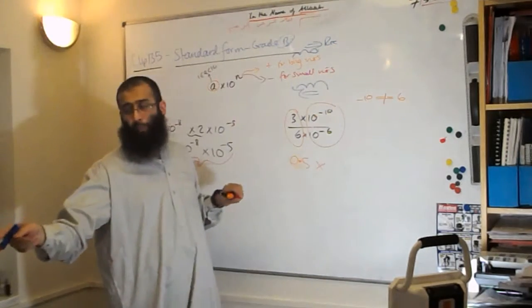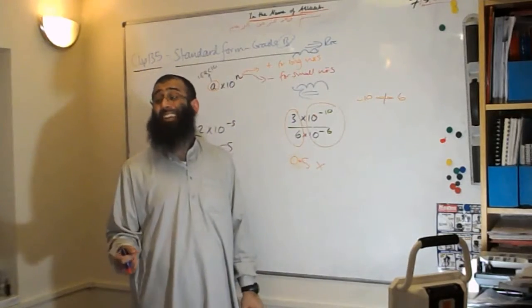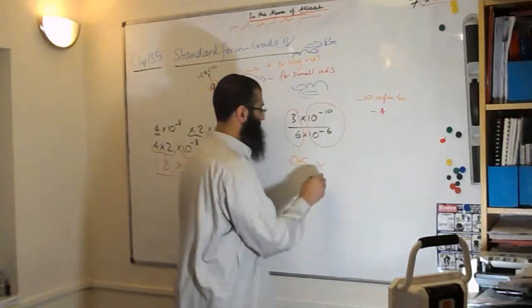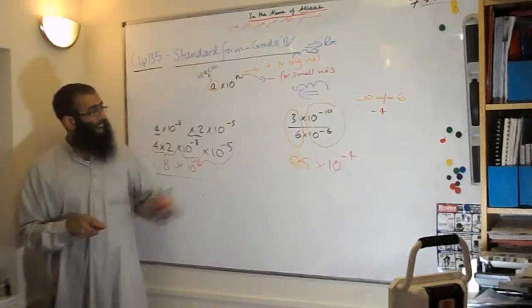Now, I owe you £10, but I only have £6. So after paying you the 6, I will still owe you 4. So that'll give us minus 4. Okay, this is an excellent question here. Now, I've got the answer.